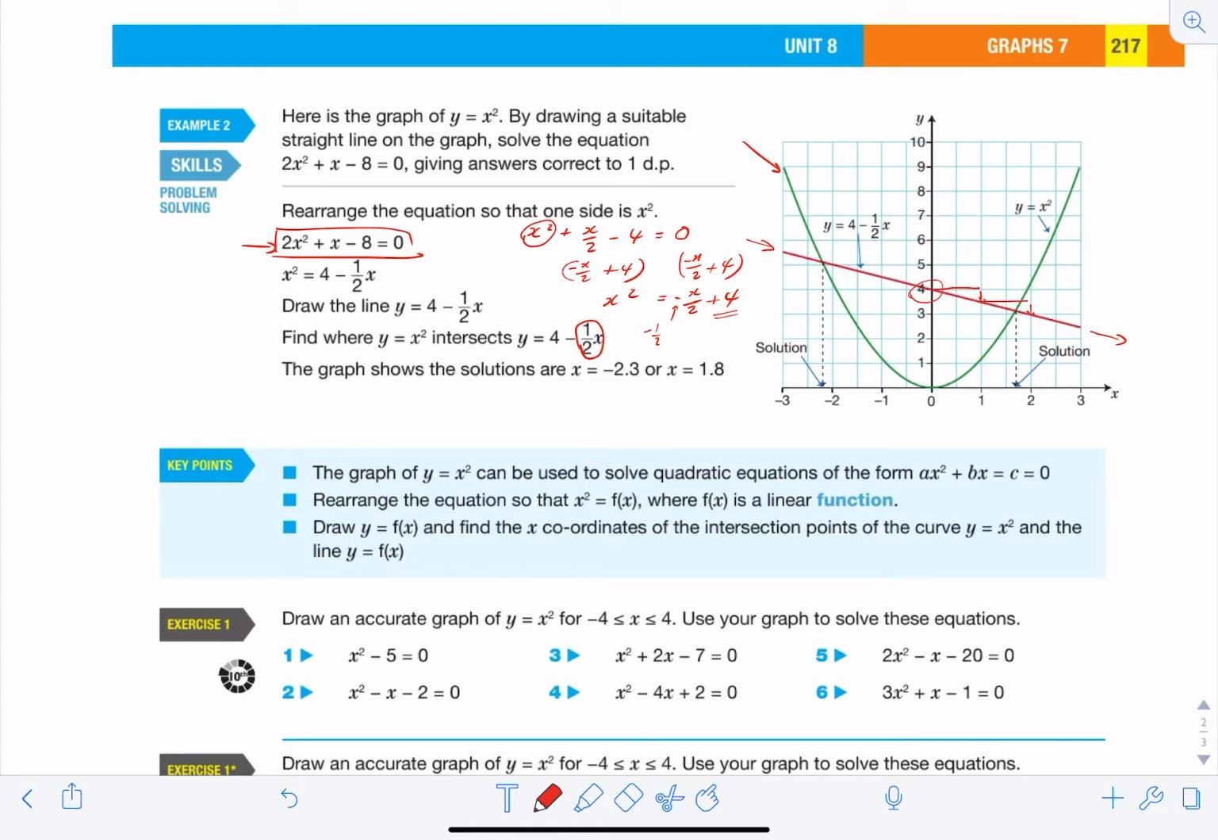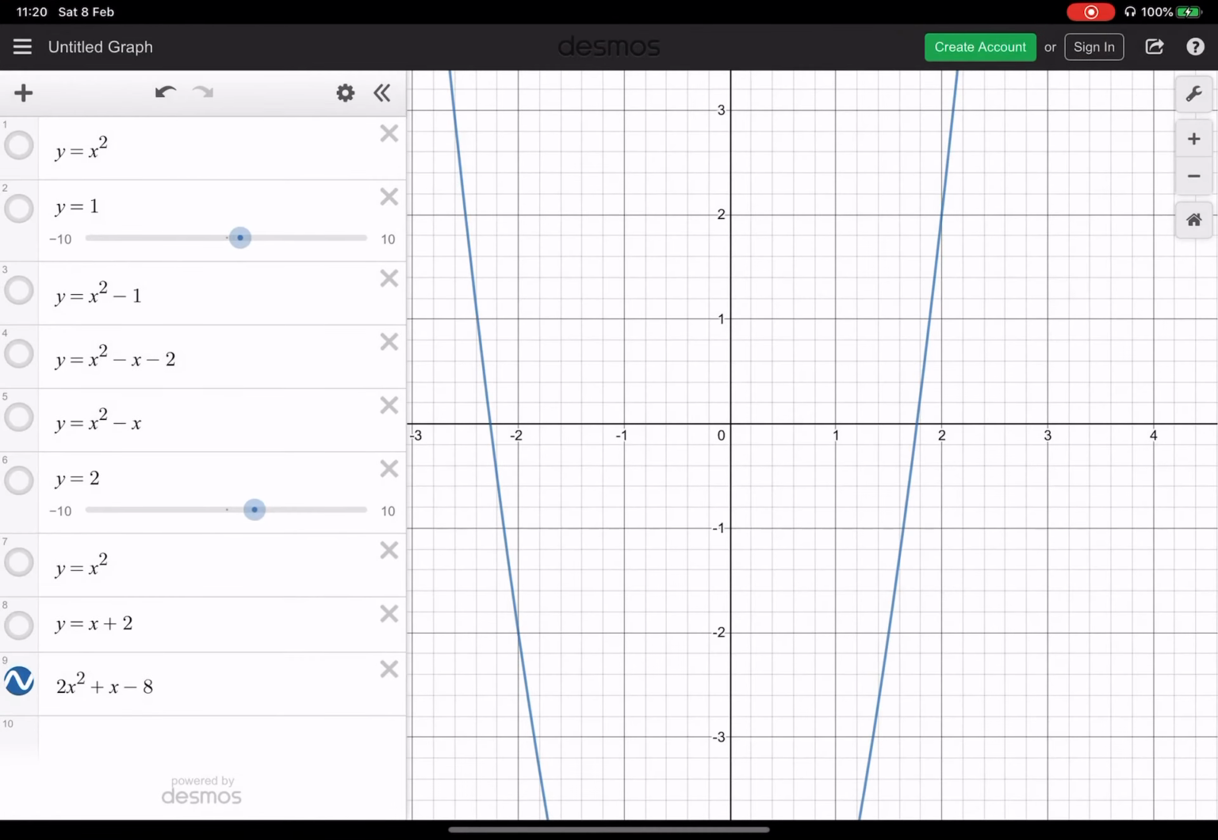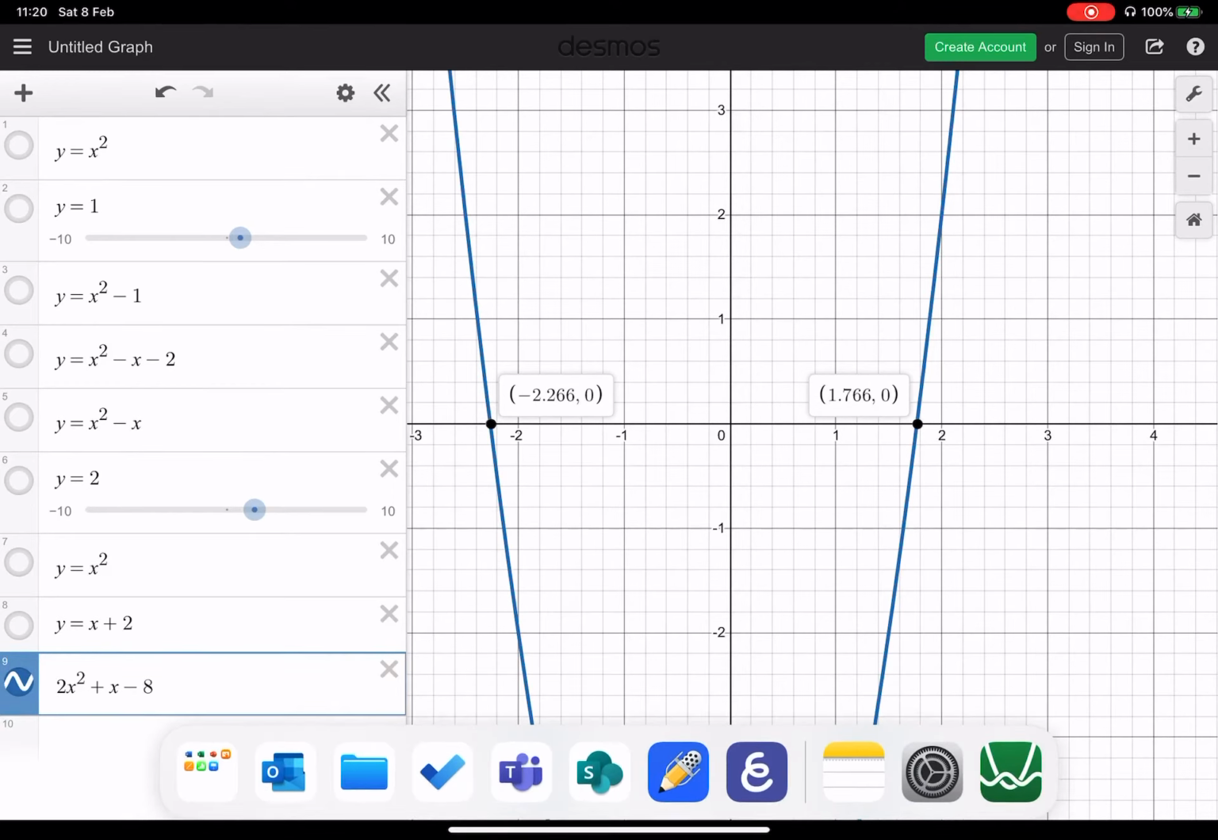Okay, so from there we can draw on our 4 minus a half x graph, and that then gives us those 2 solutions. We drop down and we get x is negative 2.3, or x equals 1.8. And if I go really quickly back to Desmos, what did I say it was? Negative 2.3 and 1.8 to 1 decimal place. So there you go. It really, really does work.